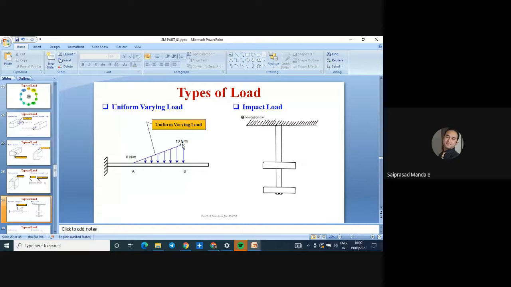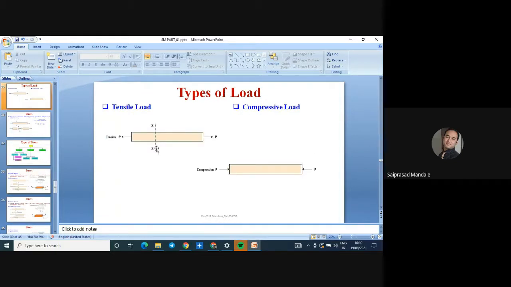The formula for the area of a triangle is half into base into height. Perfect. So half into base, say for example it is L, so half into L into height, which is 10. So half into L into 10 will be the intensity of that UVL. Okay. Then this is the impact load. If a body falls on a certain platform instantly, then in that case the load is said to be an impact load.